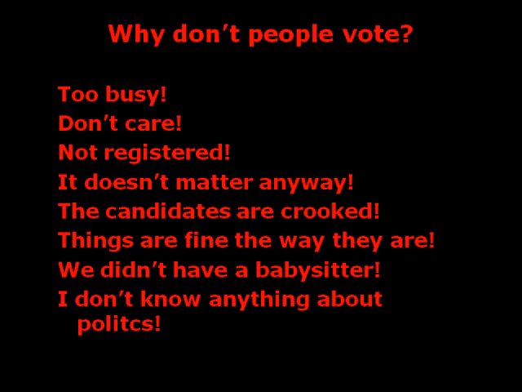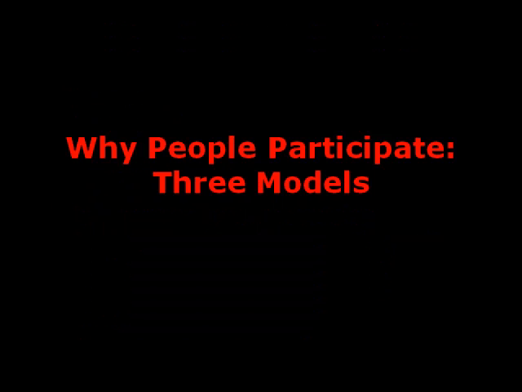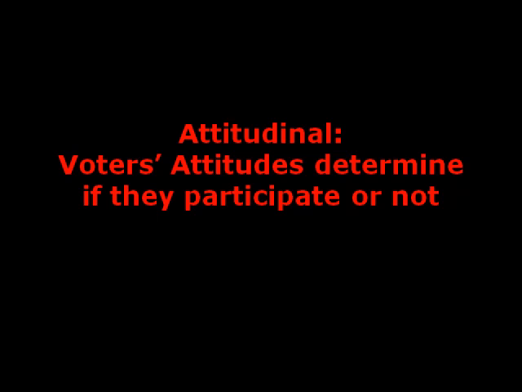So I want to give you a way to sort these out to understand what people are saying when they say these things. And in your homework, I'm going to ask you, which of these 3 models do you think is the most persuasive? So get ready to think about which persuades you the most about why people don't vote. Okay, so the first one is called the attitudinal model. A model is just an explanation. It's a theory of why people do what they do.